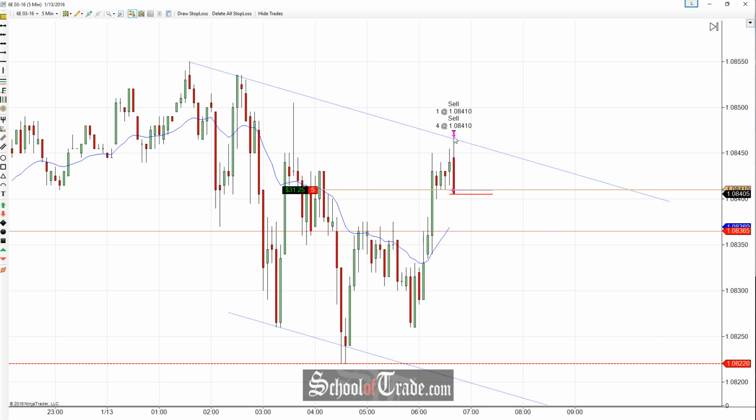Today we're going to be taking a look at a short trade here off of these channel highs on the euro. Let me get this adjusted really quick here. Final target's going to be at the lows of the day.